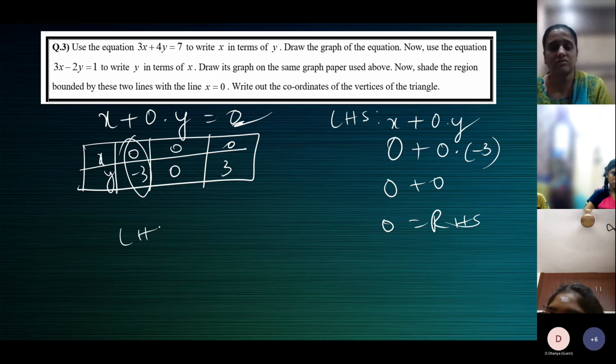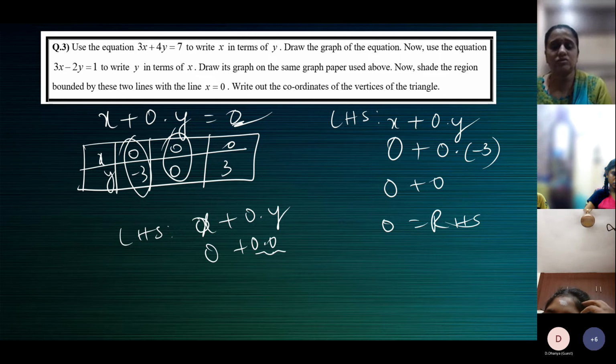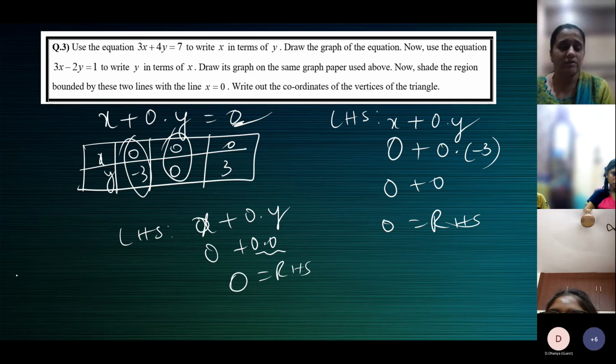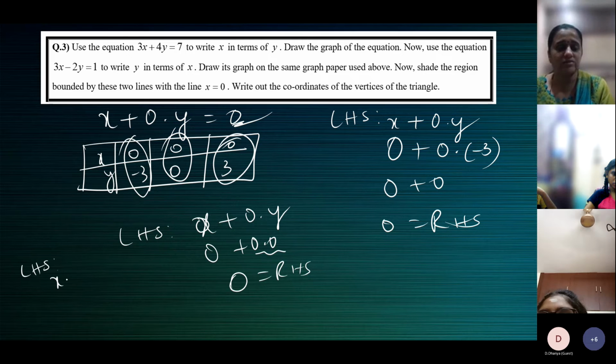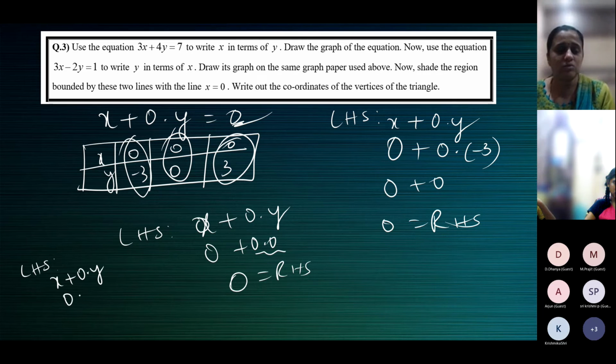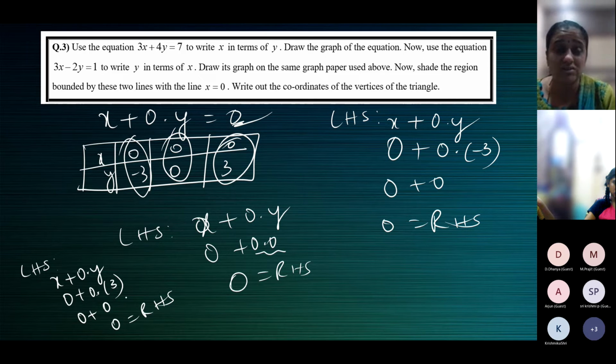Again, LHS, x plus 0y. When x is 0, it is 0 plus 0 into y, which is 0 into 0, which is 0. You can see that it's 0, which is the RHS. And when x is 0 and y is 3, 0 plus 0 into 3 is 0. So 0, which is the RHS. 0 into 3 is not 3; 0 into 3 is 0.